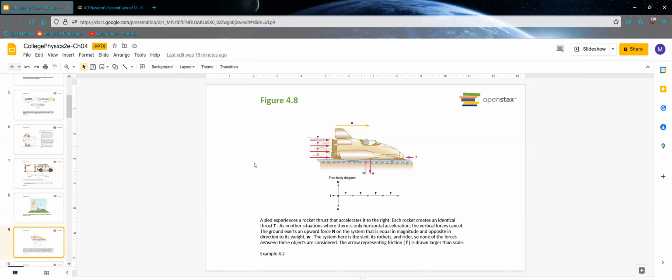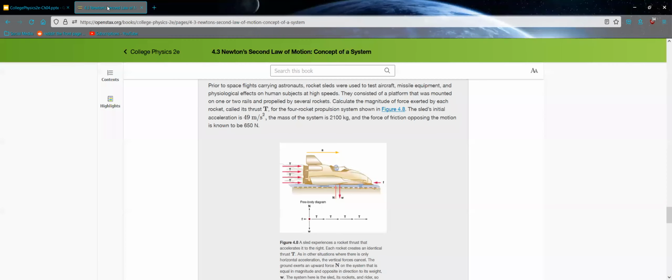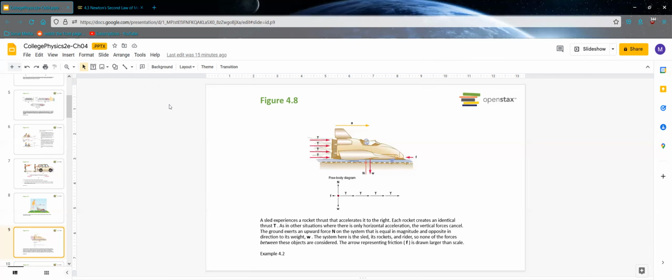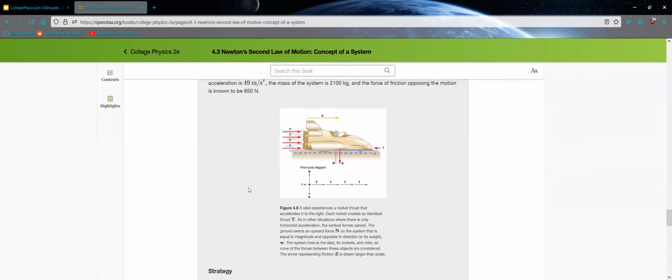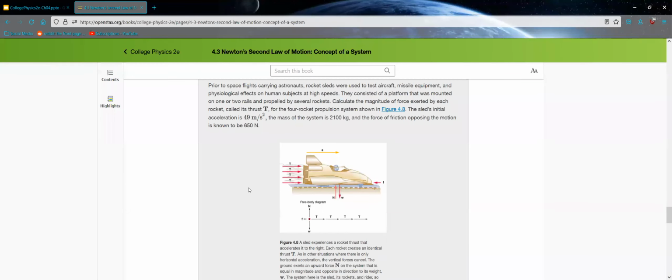And then, of course, you have 4 rockets all doing the same thing in the same direction. So we're stacking those 4 thrusts to the east. And as said in the example, you have a little bit of friction opposing the motion, which is 650 newtons to the west, dictated by the standard of the equation there. So all that going on, how big are each of those T's given that acceleration, that mass, and that friction?